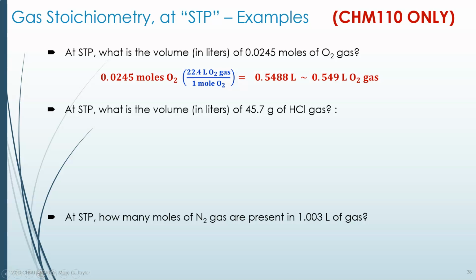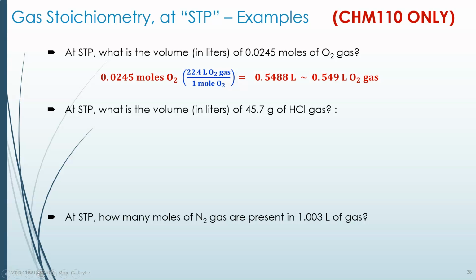And when we plug this in, we get 0.5488 liters. And since we started with 3 significant digits, and we've got this conversion factor with 3 significant digits, we're going to end with 3 significant digits, 0.549 liters of oxygen gas.